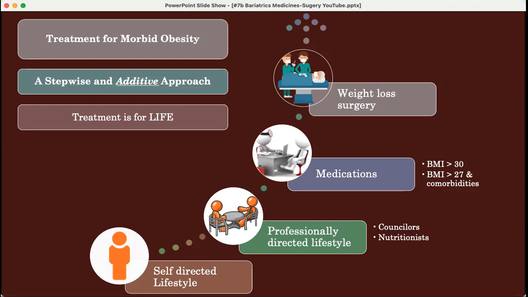So even though someone has weight loss surgery, they should still be including looking at medications if their weight is not where they need it to be. Their weight is greater than a BMI of 30, for instance. They still should be seeing counselors, nutritionists, and keeping on with their self-directed lifestyle.